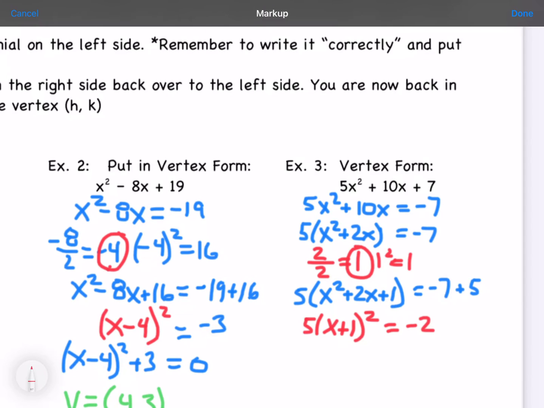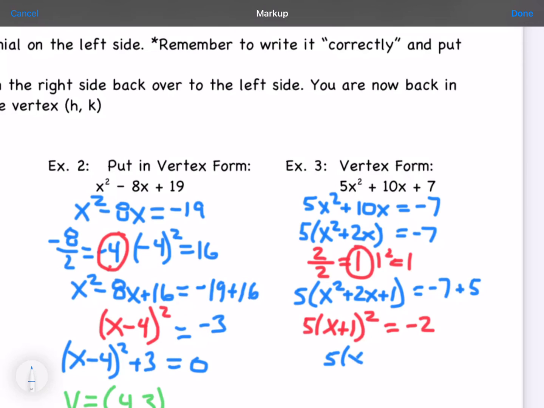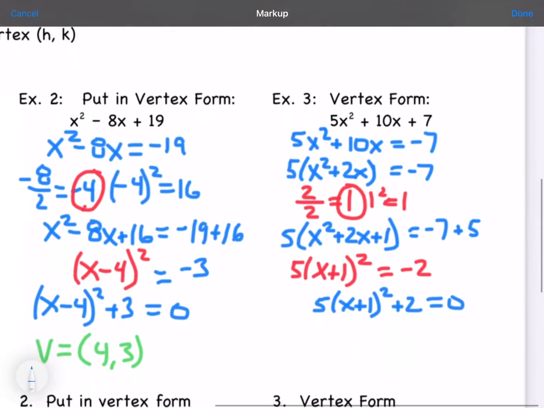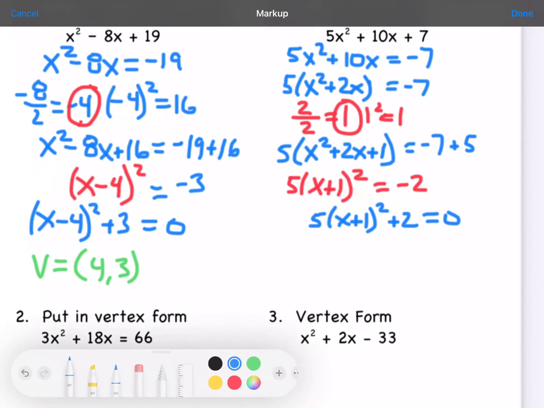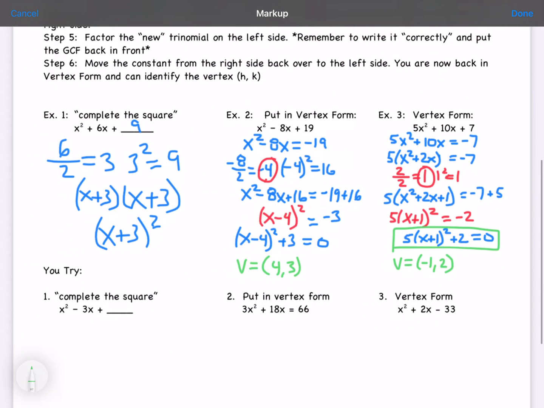Equals -2. We're going to bring everything over, so 5 times x plus 1 squared plus 2 equals 0. And so then you can see we're in vertex form here. It's stretched by 5, moves left 1 and up 2. Our vertex is -1, 2. So that makes it nice and easy.